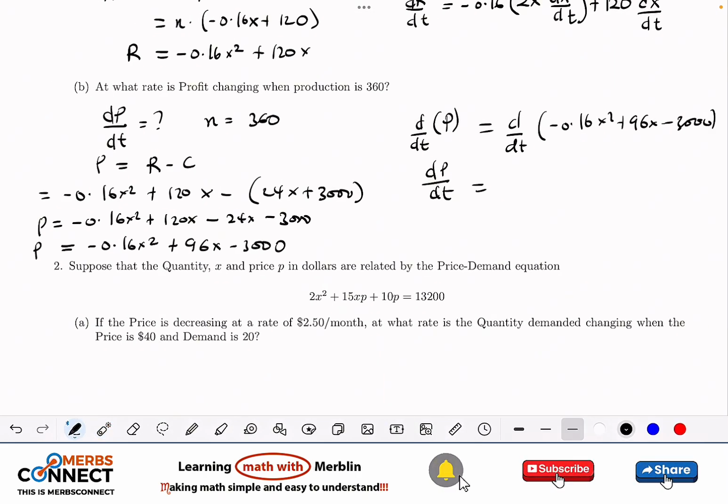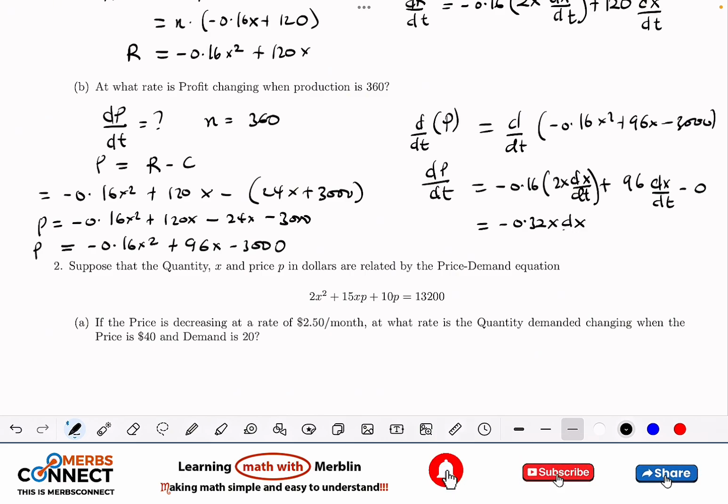So this one is going to give us minus 0.16 times 2x, but we need to multiply this by dx over dt, plus 96. When I differentiate x with respect to t, I get dx over dt. Then when I differentiate a constant, I'll get 0. So this is going to give us minus 0.32x dx over dt plus 96 dx over dt.